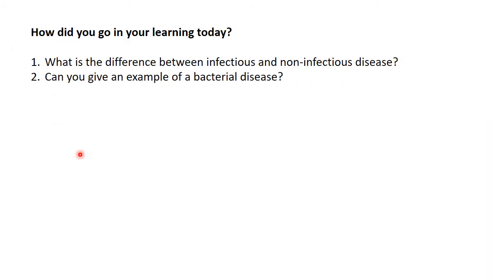So how did you go in your learning today? Can you tell us what is the difference between infectious and non-infectious disease? And can you give an example of a bacterial disease? So remember that infectious means that it's contagious, it can be spread between people, whereas non-infectious disease cannot. So an example of an infectious disease could be chickenpox or food poisoning, things like that.